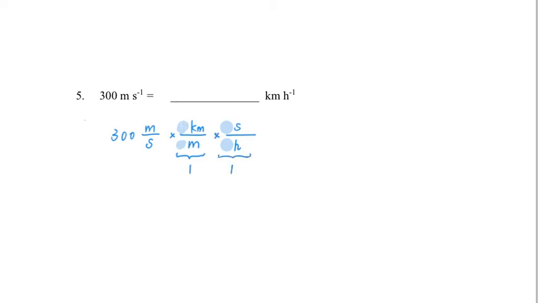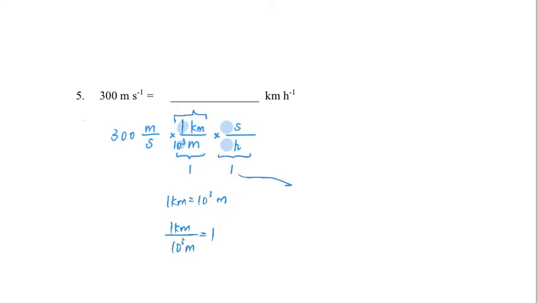Let's finish it step by step. For the length, which is this part, since 1 kilometer is equal to 10 to the power of 3 meters, 1 kilometer divided by 10 to the power of 3 meters should be equal to 1. And we put the number like this to make this part into 1.